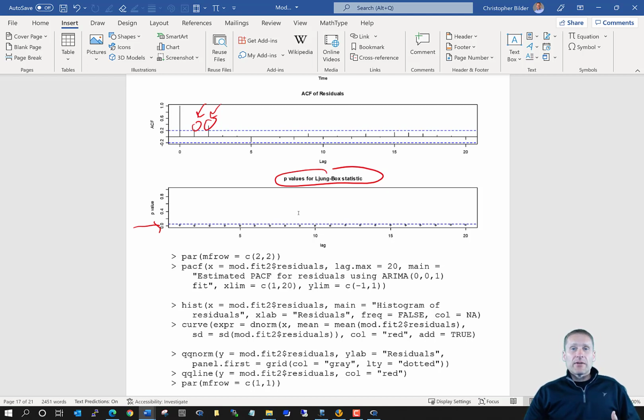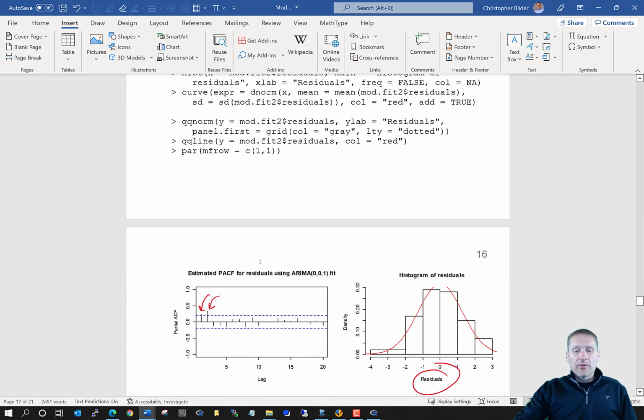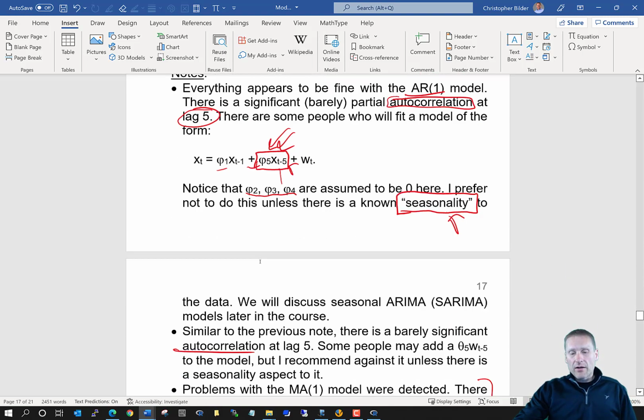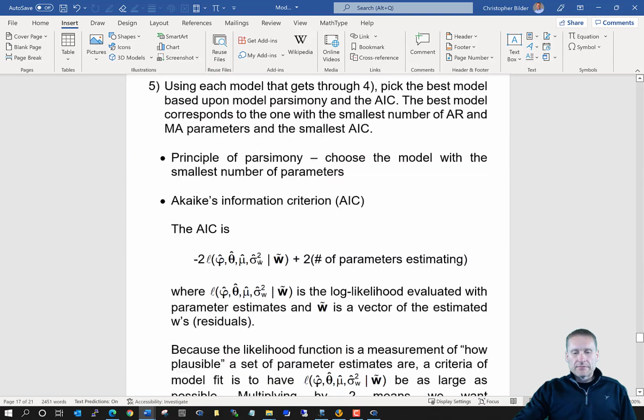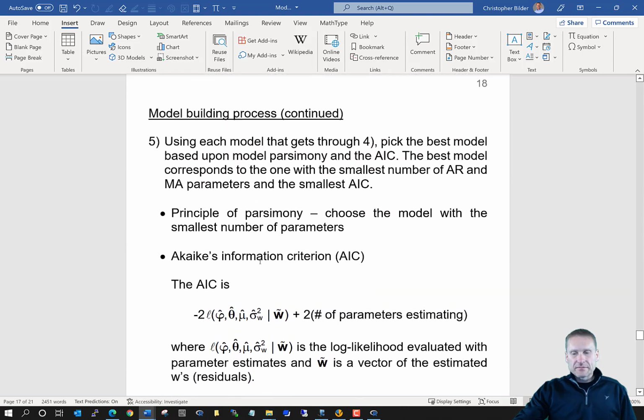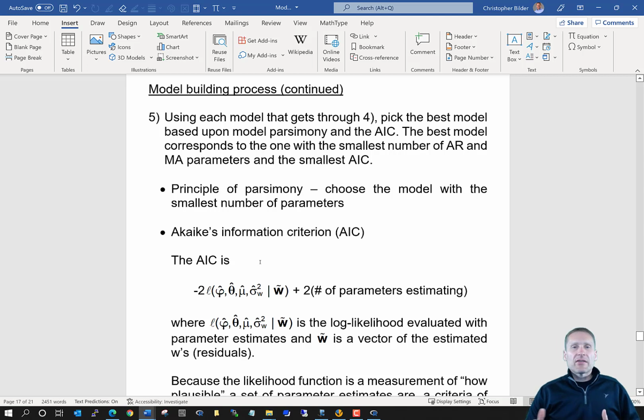In this case, though, we do see an AR(1) model seems to fit well. So I'm okay with moving on to the next step as is for that particular model. Okay. So this now takes us to step 5 of the model building process.